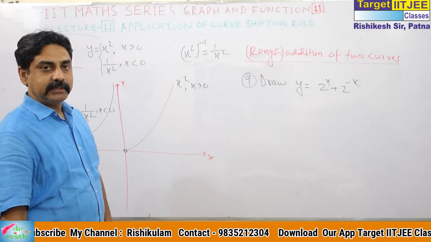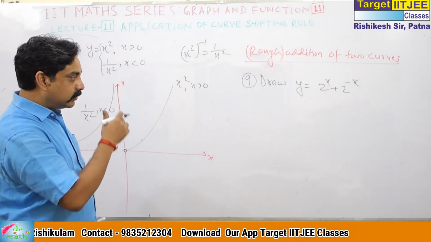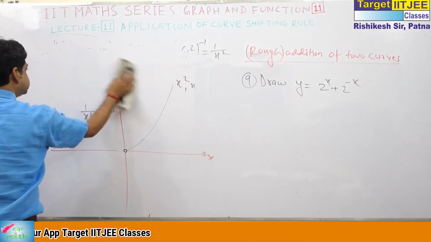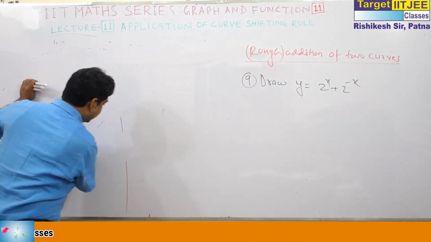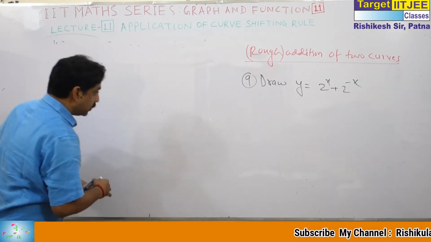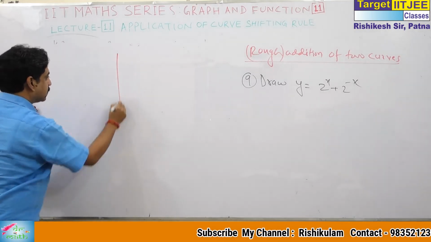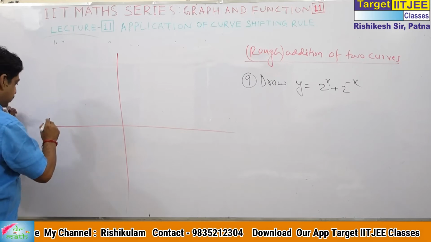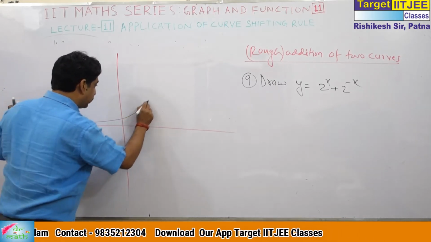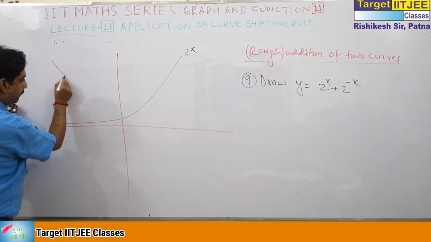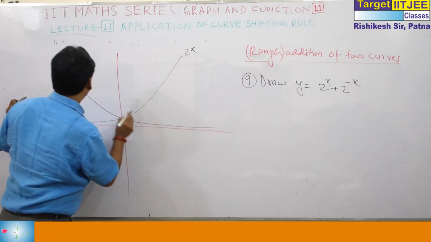So let's start with this one. Easy one. How do we do it? And what points do we have to keep in mind? I would like to clear it with 2 or 3 questions. Actually, you can see this is our 2 to the power x, and this is our 2 to the power minus x.